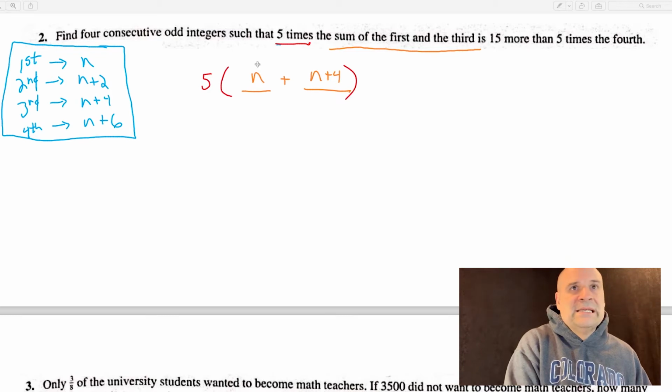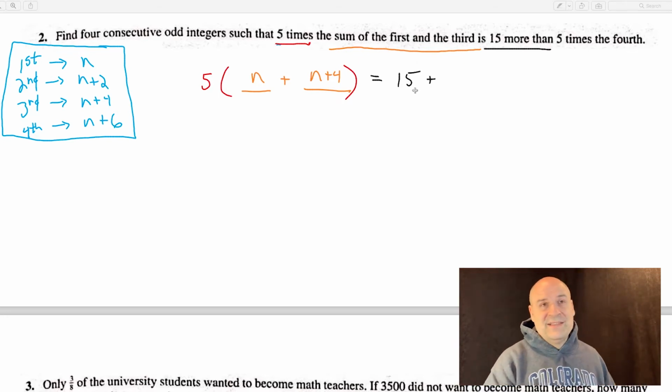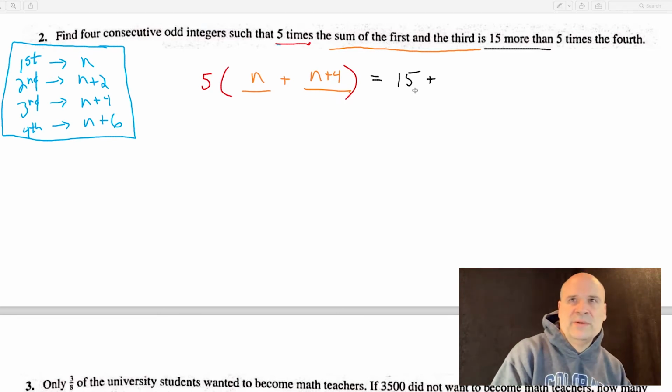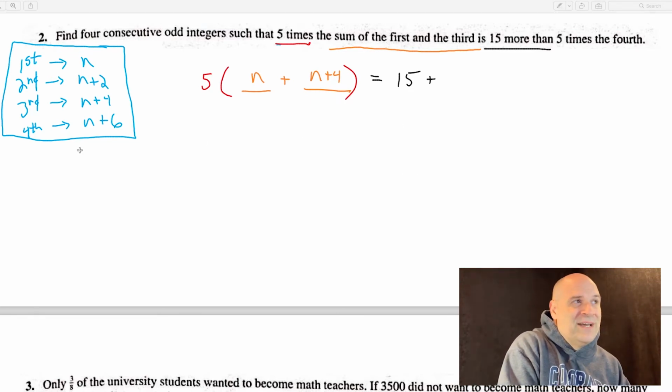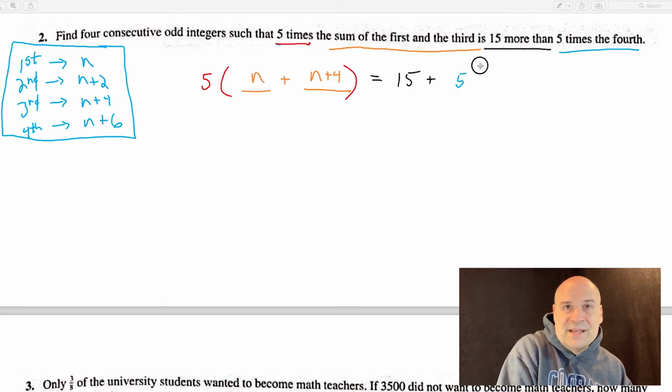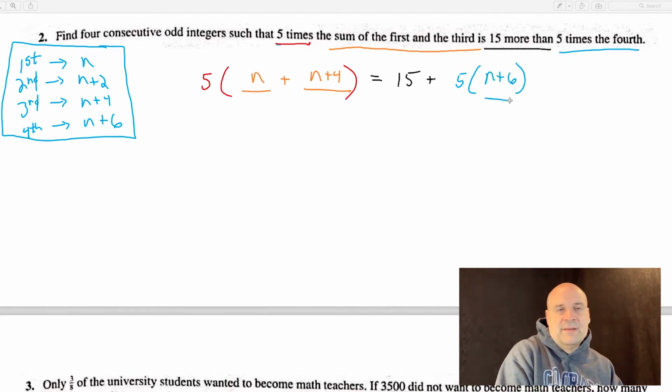So then it says, is 15 more than. If it was less than, then you'd have to put it on the other side, so minus 15, but 15 more than what? Well, 5 times the fourth. How do you say 5 times the fourth? 5 times, what's the fourth? N plus 6. Okay? So, look at it again. 5 times the sum of the first and third is 15 more than 5 times the fourth. All right, now we have our equation.